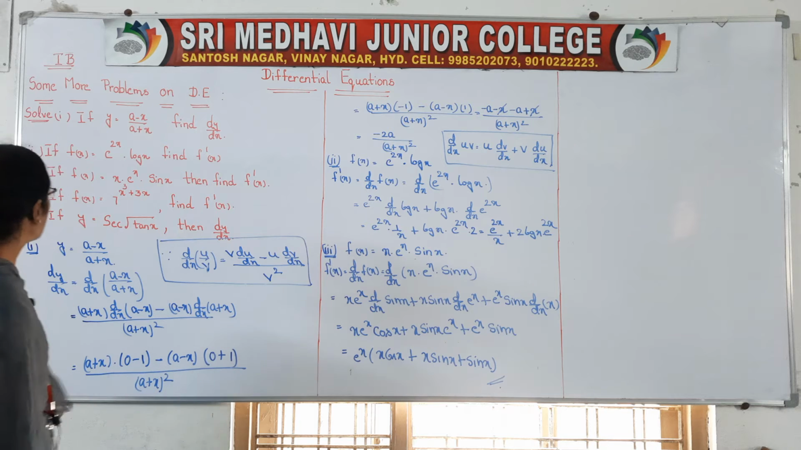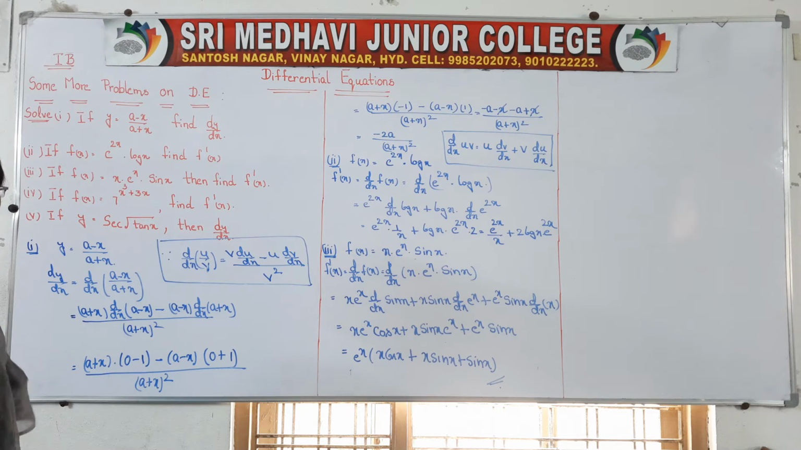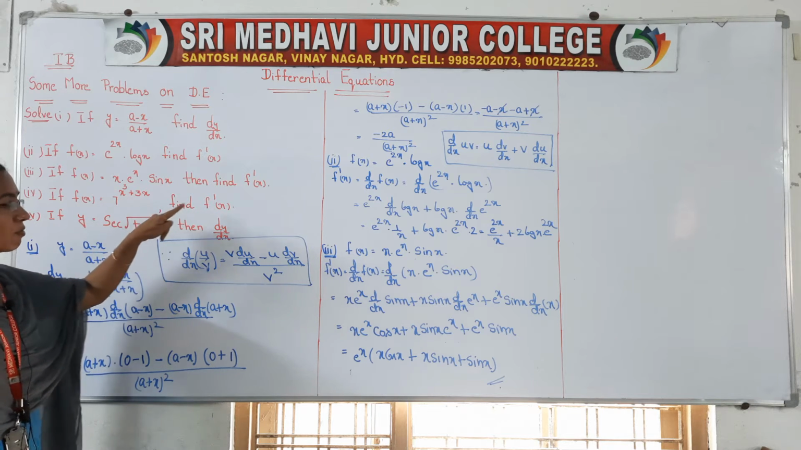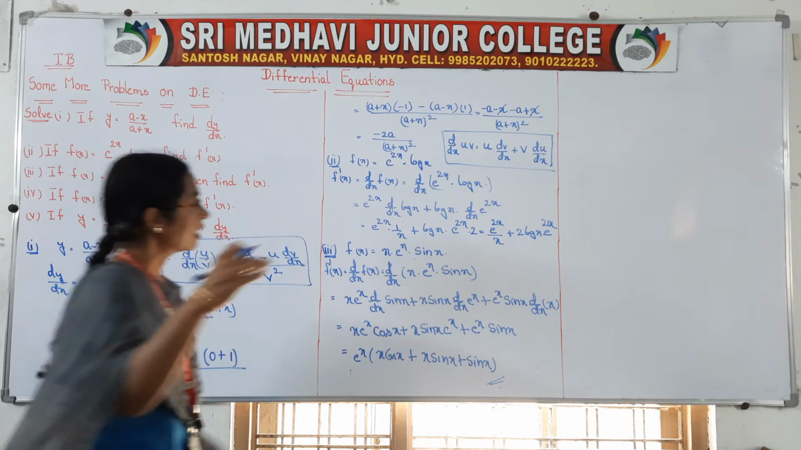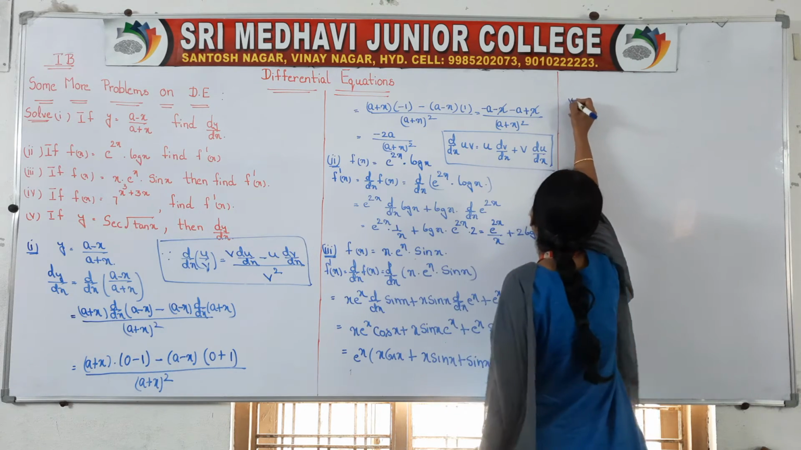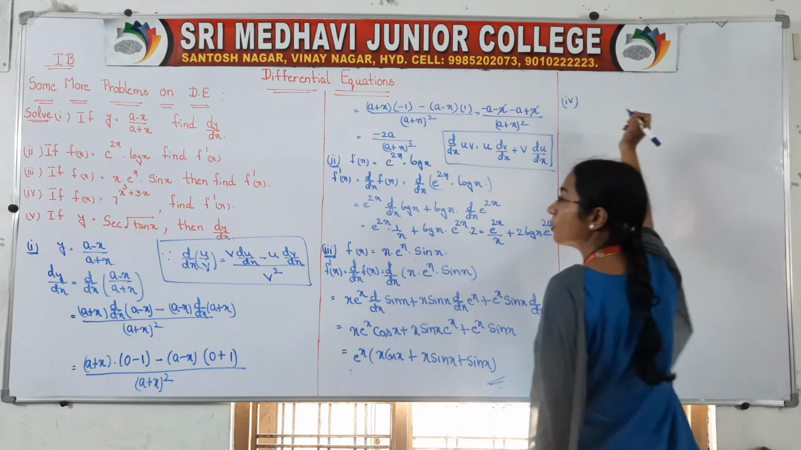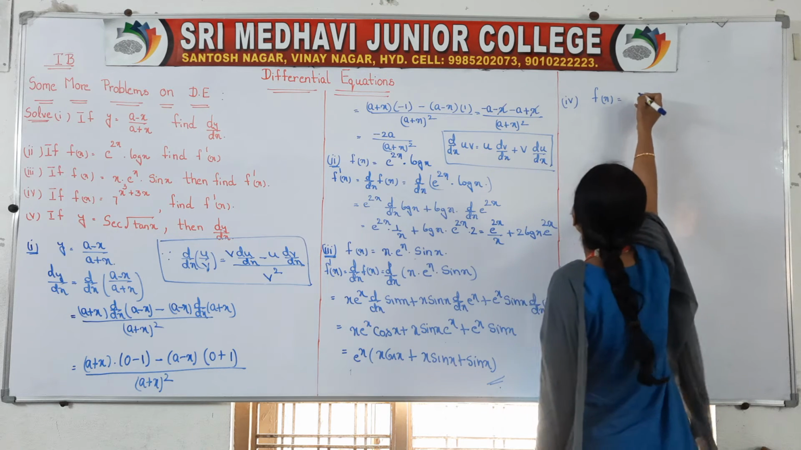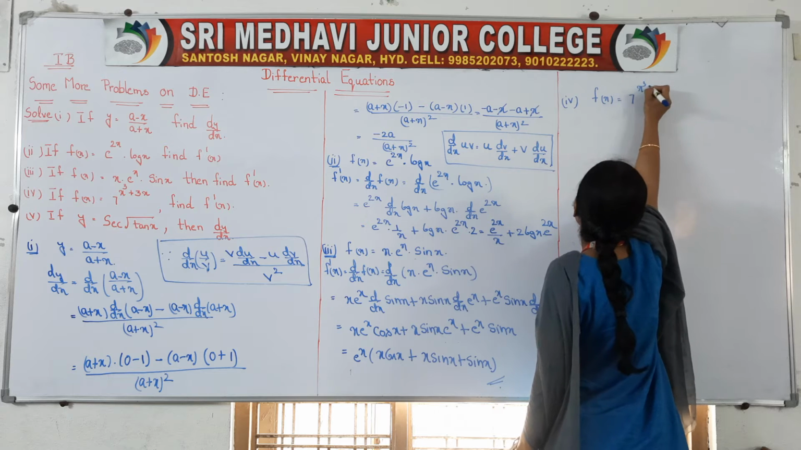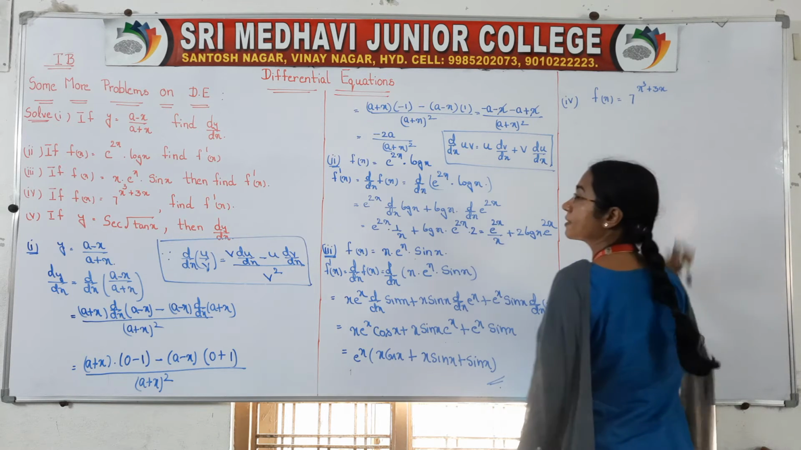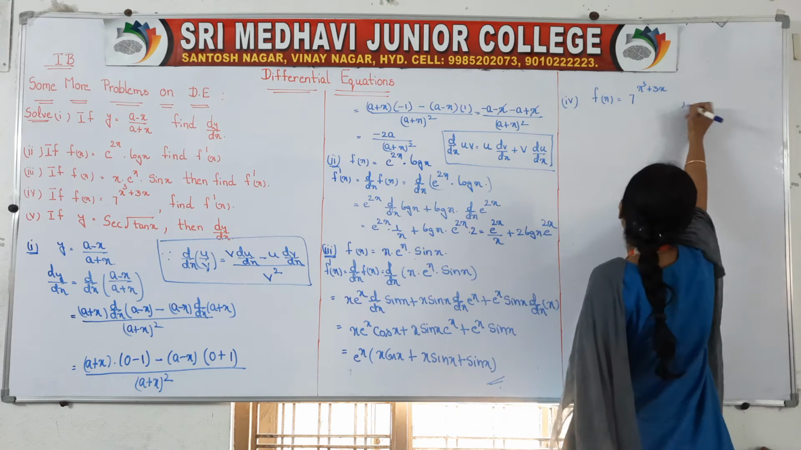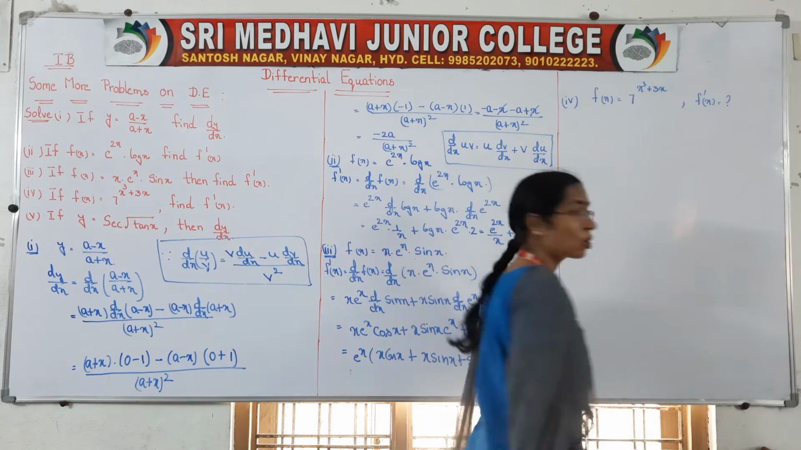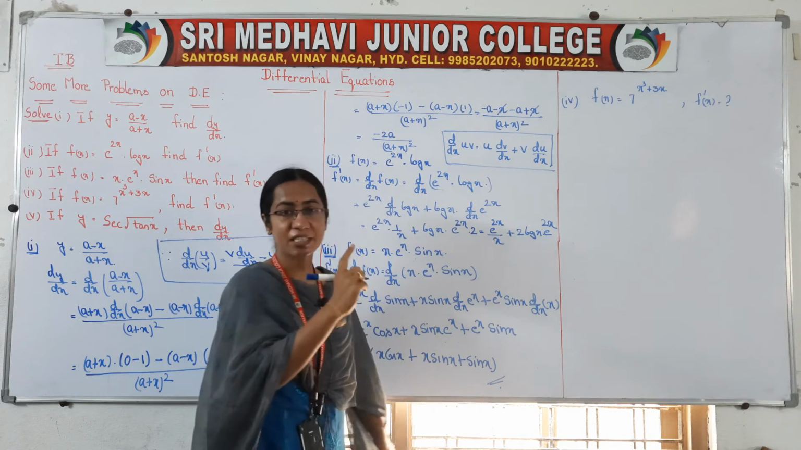Okay, so now come to the fourth one. If f of x is equal to 7 to the power of x cube plus 3x, find f dash x. That is your fourth question. Okay, so take the fourth question. What is that? F of x is equal to, come on, 7 to the power of x cube plus 3x, right? Then find f dash x. We have to find f dash x. That is the question.